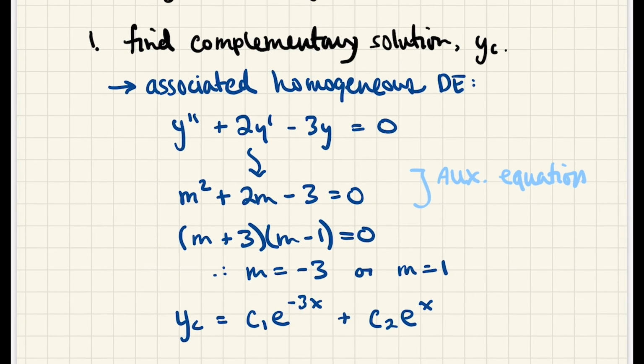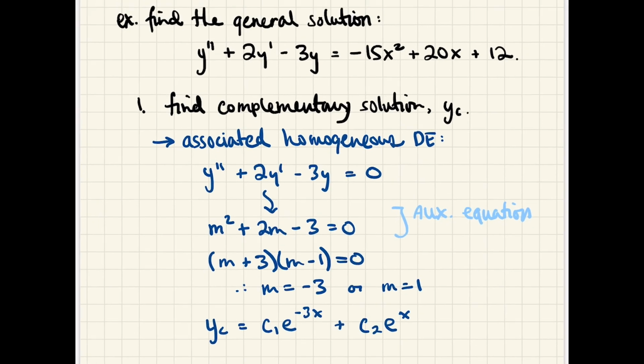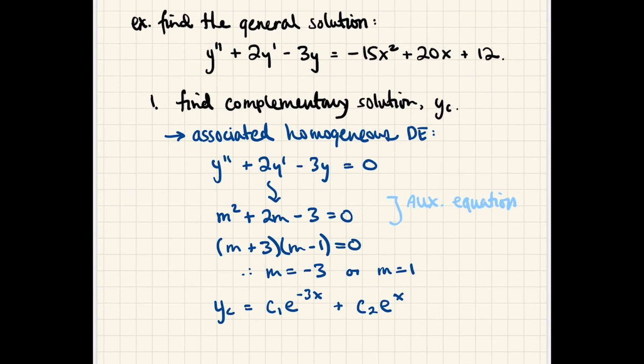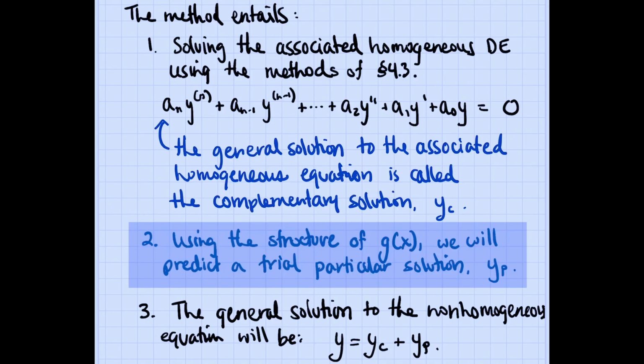Now, we are using the word solution in there, but it's not a solution to the original differential equation. In fact, if you substituted it into the original differential equation, you would get 0 on the right-hand side and not that polynomial. So the next thing to do is to find a trial particular solution.